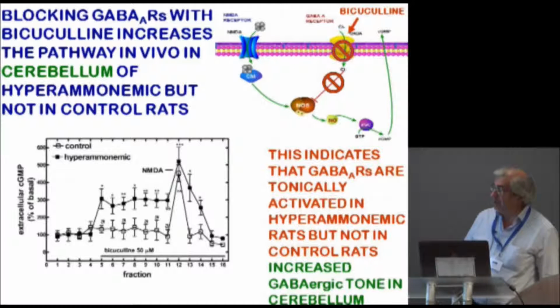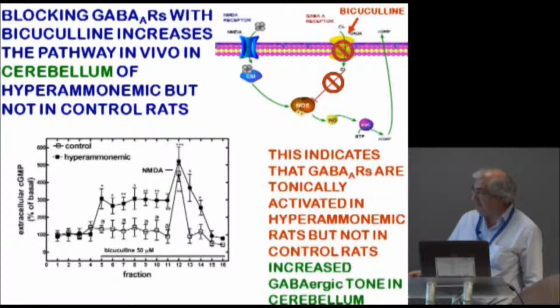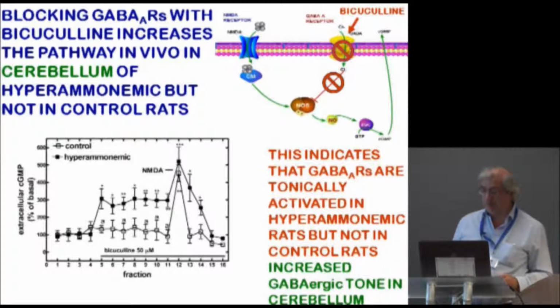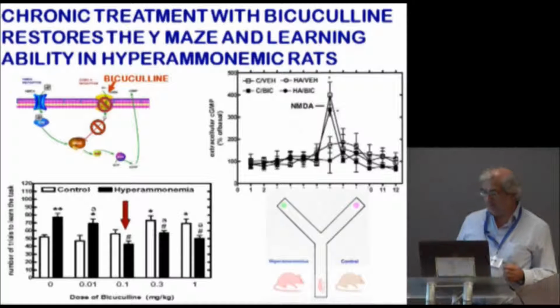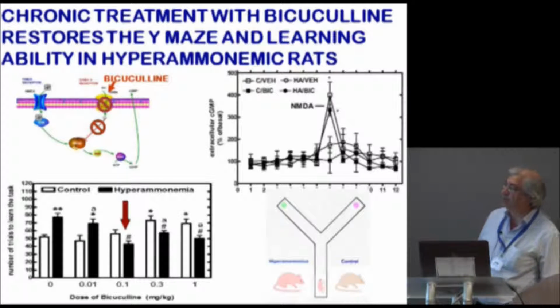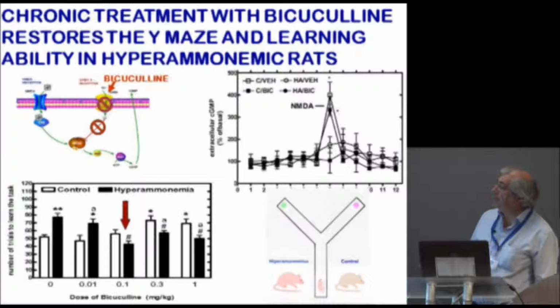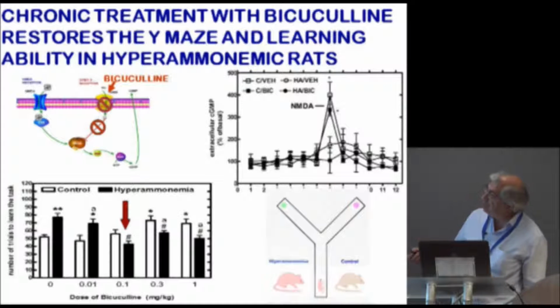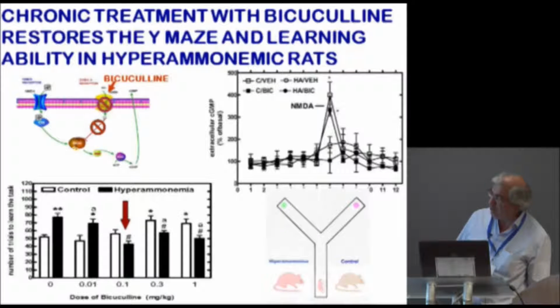Then, if this is able to restore the function of the pathway, at least acutely, it should also be able to restore learning ability. Then we tested whether chronic treatment with bicuculline is able to normalize the function of the pathway and to restore learning ability. And as you can see here, this is the case. It depends on the dose that you use, but with a proper dose, you can restore the function of the pathway and learning ability. Hyperammonemic rats need more trials than controls to learn, and with 0.1 milligram per kilo of bicuculline, you are able to normalize learning ability in hyperammonemic rats.